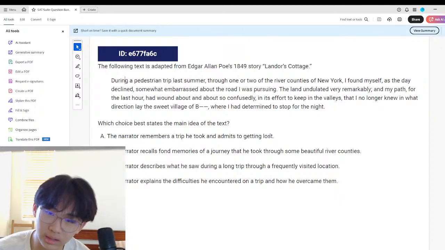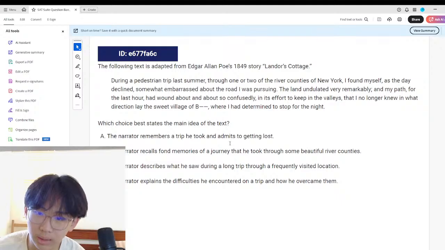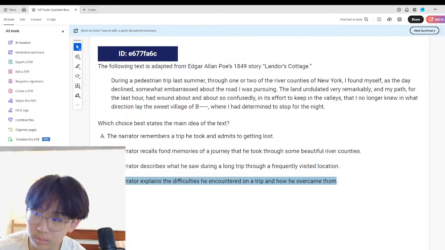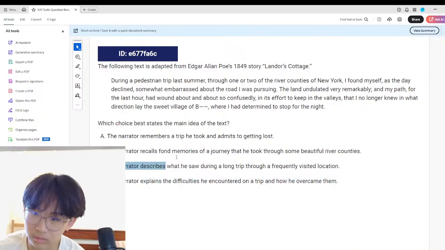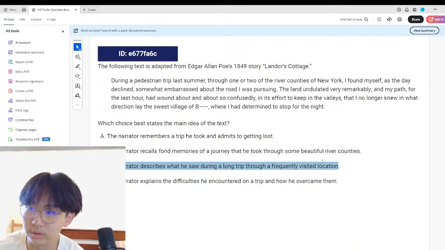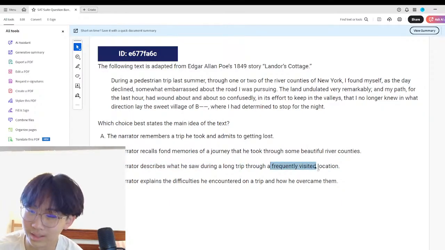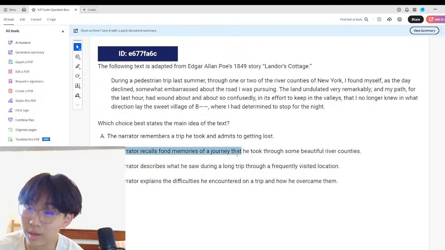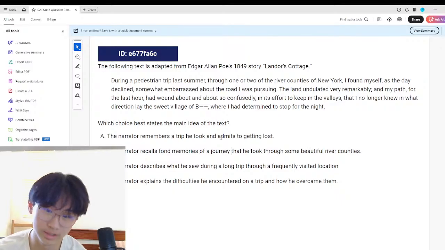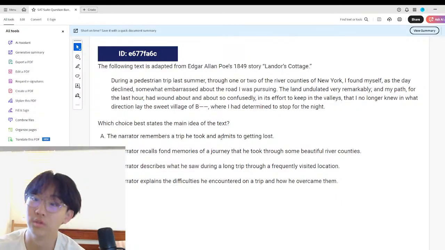So let's look through the answers from D to A. So the narrator explains the difficulties. Okay, this one could be true, sure. Let's just look at the next ones. Describes a long trip frequently visited. Okay, this one's probably not true. I didn't really see anything about frequently visited. Let's look at B. Fond memories, beautiful river counties. So this is what I'm talking about with the negative connotation. This is clearly incorrect, right? We're not looking at something positive. We're not looking at something beautiful. This is negative. So B is automatically eliminated at first look.